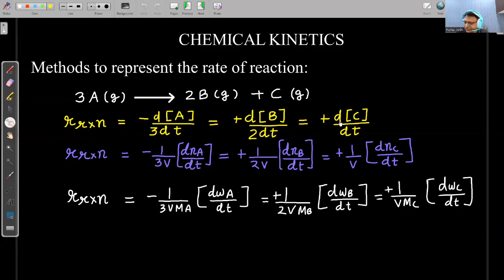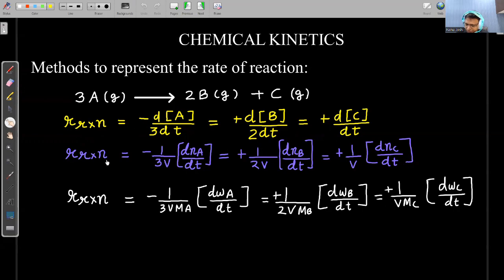But we should know that this way of writing the rate of reaction will be valid only when the volume of the system is not going to change with time and the volume is constant. So if volume is constant, we can write the change in number of moles of A, and concentration is number of moles of A upon volume. Volume of the system is constant, so we can put it outside.